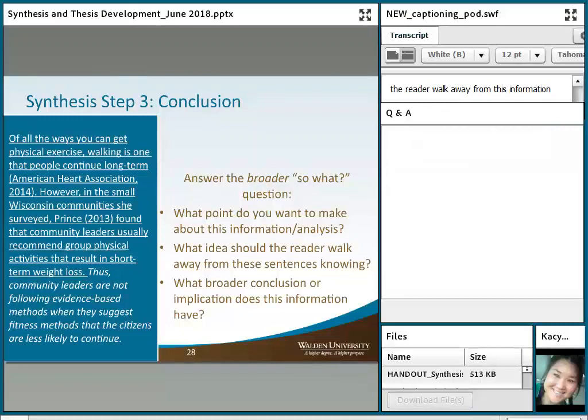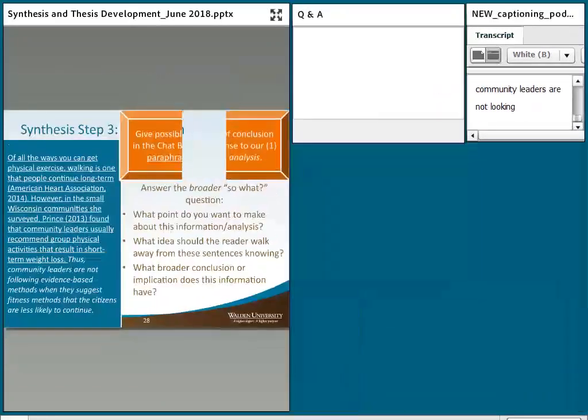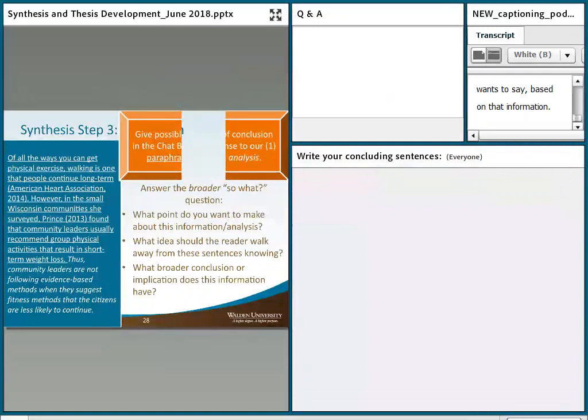So we have these two pieces or these two resources that we're putting into discussion. We've created our own argument that community leaders are not looking at the evidence-based methods. And so now we have to consider what the writer wants to say based on that information. So we're going to do another quick chat. Considering what we have here, what might your concluding sentence be?